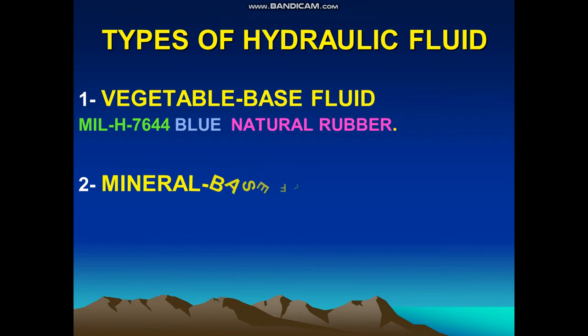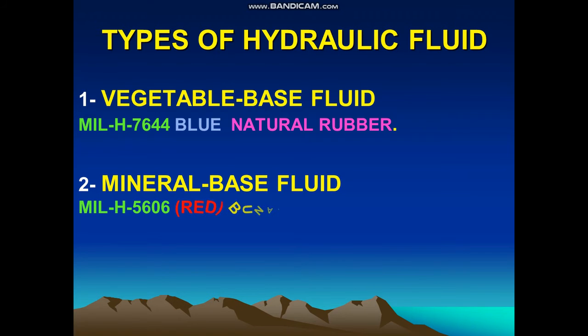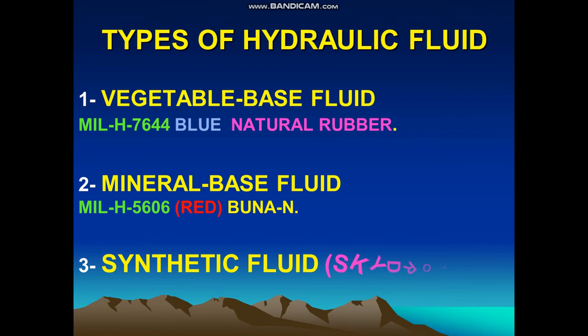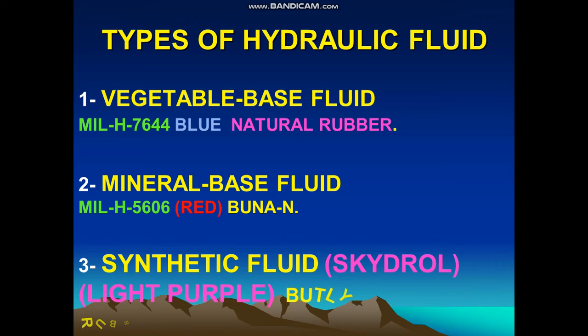The second type is mineral-based fluid. This type has a specification number of 5606. The color of this type is red. The type of seals used is Buna-N.